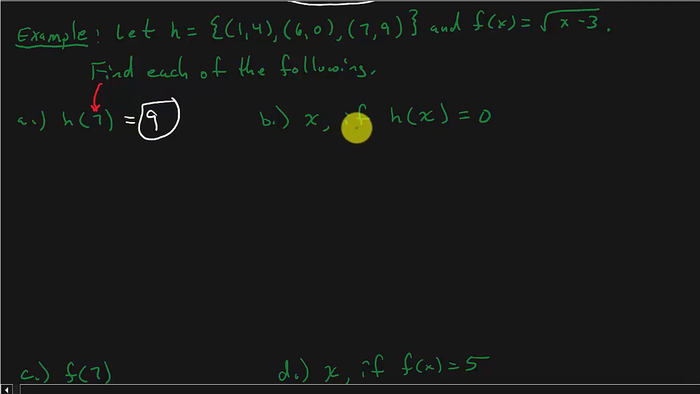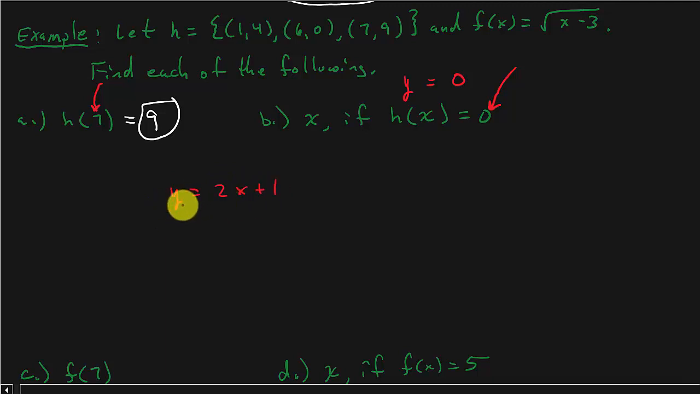Now, what about this one? This time they want us to find x if h of x is 0. So what does this mean? Keep in mind, h of x is the same thing as if I wrote y equals 0. It's just a different way to write it. In other words, you can write y equals 2x plus 1.